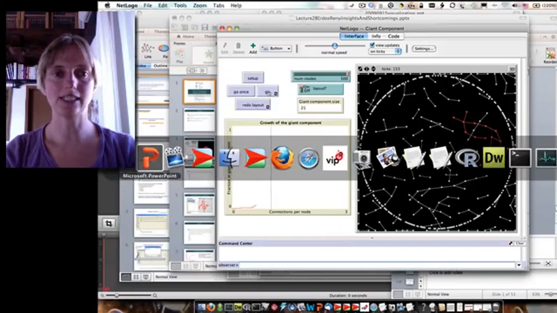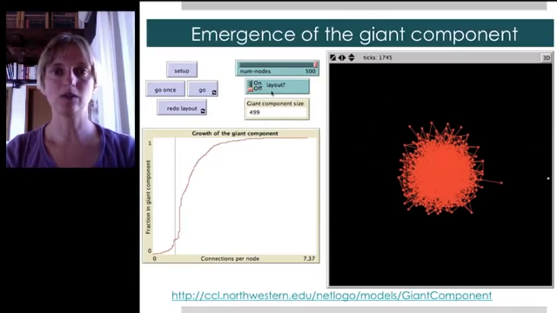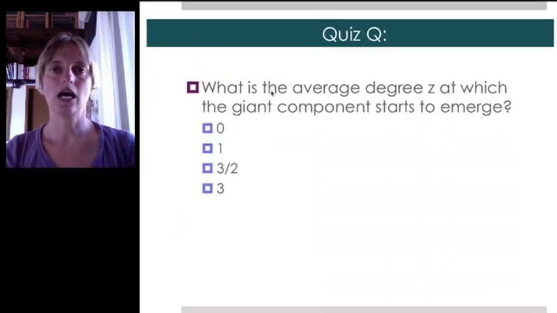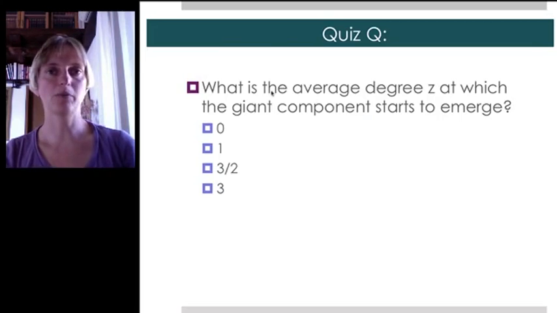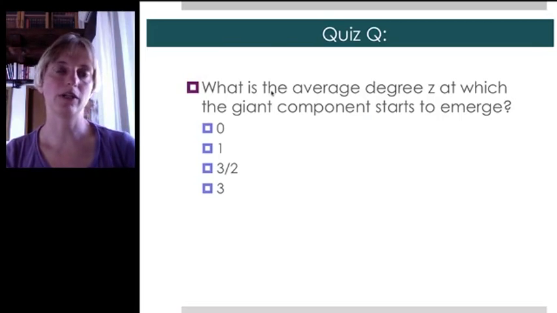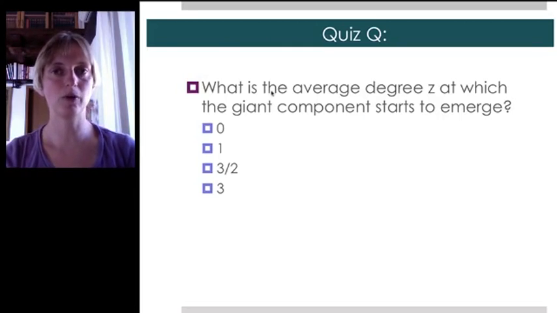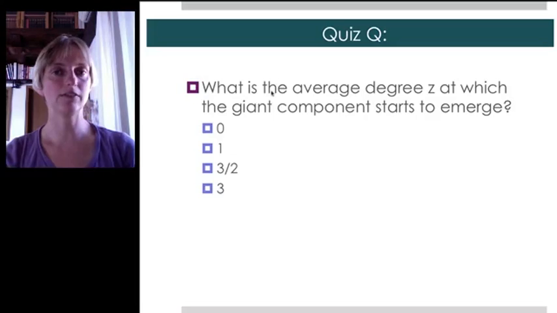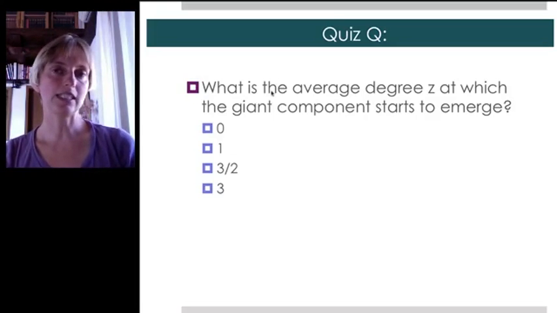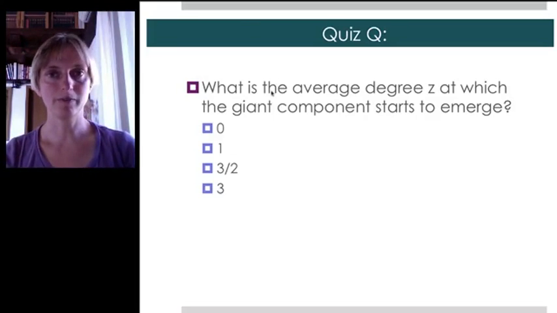So that takes us to the next quiz, which is just what is the average degree of a node in the graph at the point where the giant component emerges. And if you remember from week 1, the giant component is a component that occupies a finite fraction of the graph as the graph grows. So the idea is that even for a very large graph, if you have a significant fraction of the nodes being connected, then this is the giant component.